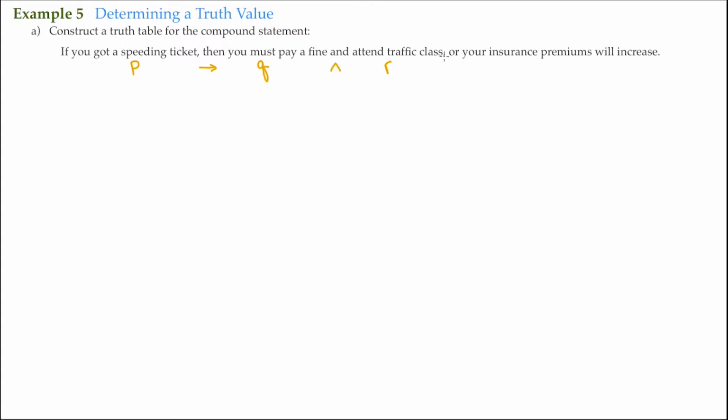But right here we have this comma. This comma shows that there's probably a clause involved. You can see we have a comma that separates the antecedent and the consequent for our if-then. So what commas do is they kind of point out where maybe parentheses might be. So I'm going to put in parentheses right here. So we have, if you got a speeding ticket, then you must pay a fine and attend traffic class. So you could see if P, then Q and R.